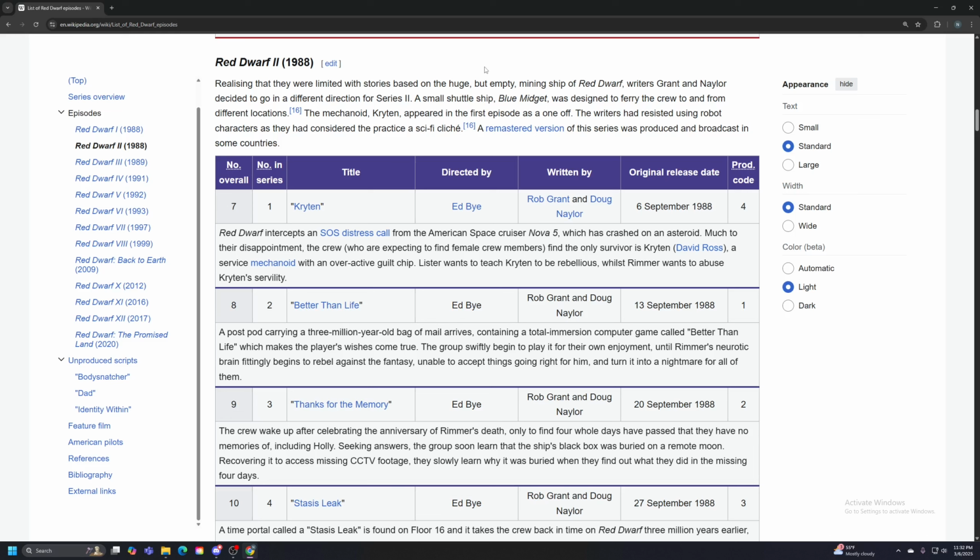The first episode of season 2, Kryten, directed by Ed Bye, written by those two. Original release date was 6th of September 1988. Red Dwarf intercepts an SOS distress call from the American space cruiser Nova 5, which has crashed on an asteroid. Much to their disappointment, the crew, who are expecting to find female crew members, find the only survivor is Kryten, a service mechanoid with an overactive guilt chip. Lister wants to teach Kryten to be rebellious, while Rimmer wants to abuse Kryten's servility.